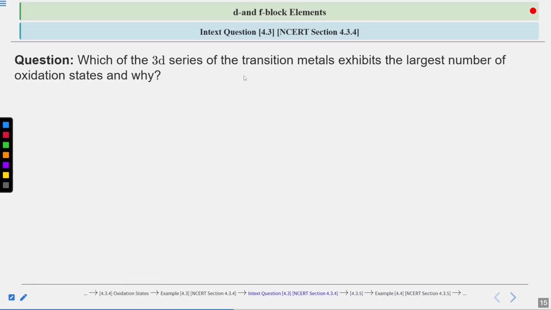Let's solve in-text question 4.3 covering the NCERT section 4.3.4. Which of the 3d series of transition metals exhibits the largest number of oxidation states and why? You have to tell which element in the 3d series of transition elements exhibits the largest number of oxidation states and why. So you are given some time. Try to solve this, analyze this, and then we will see the correct answer.